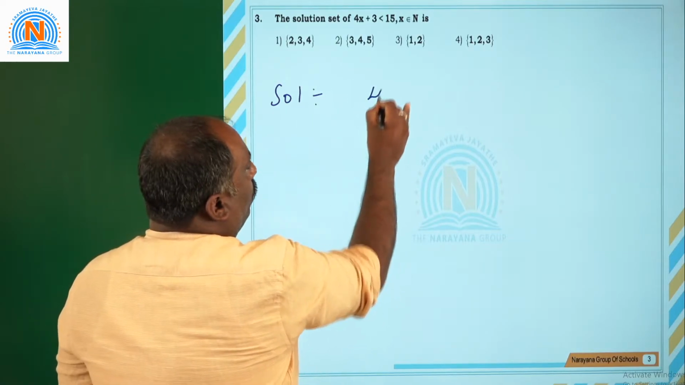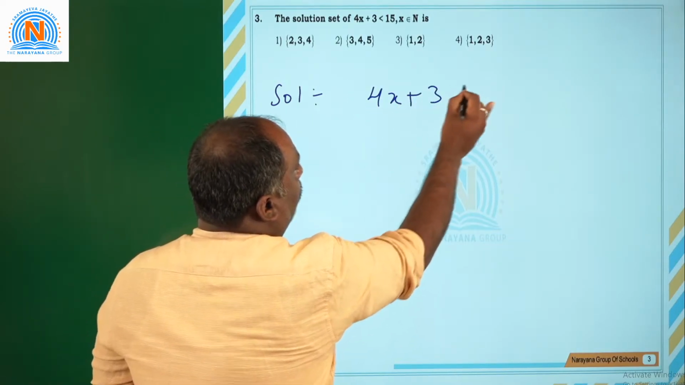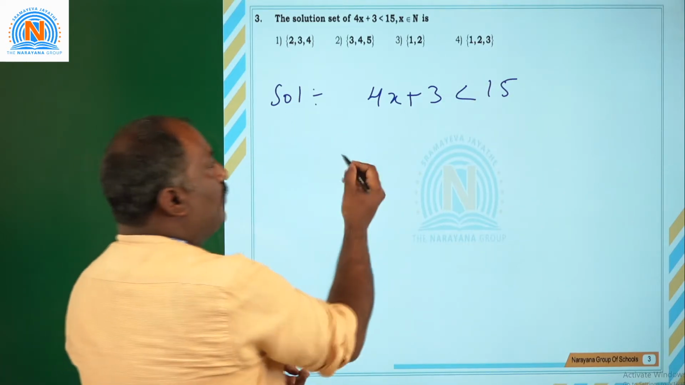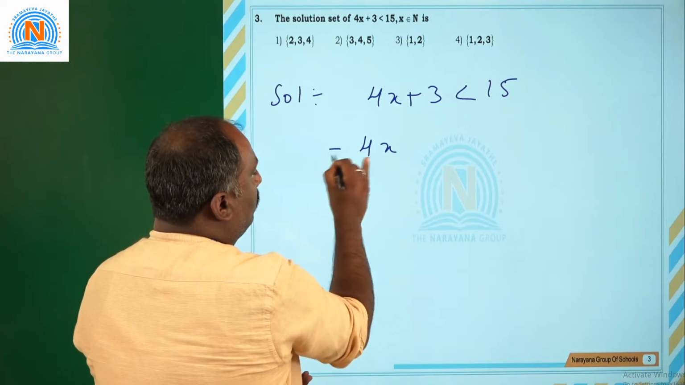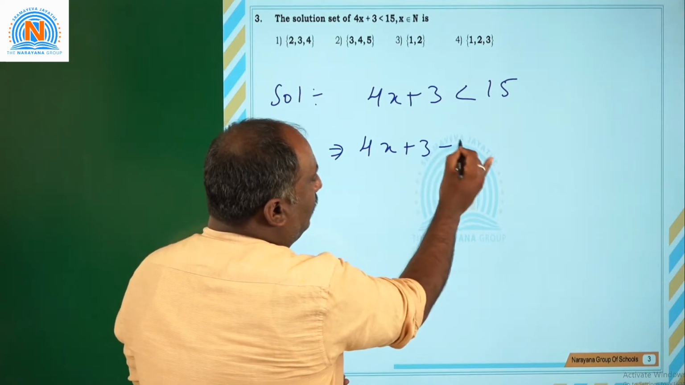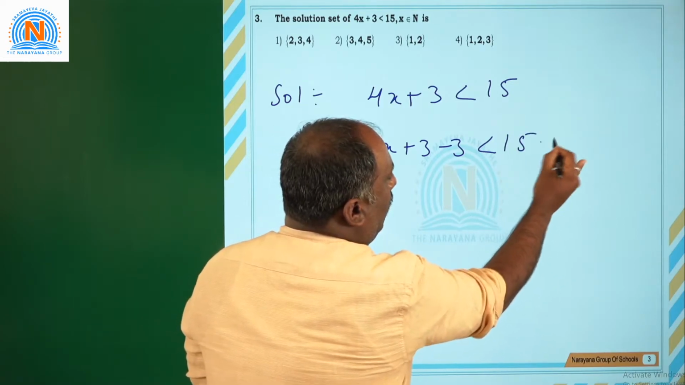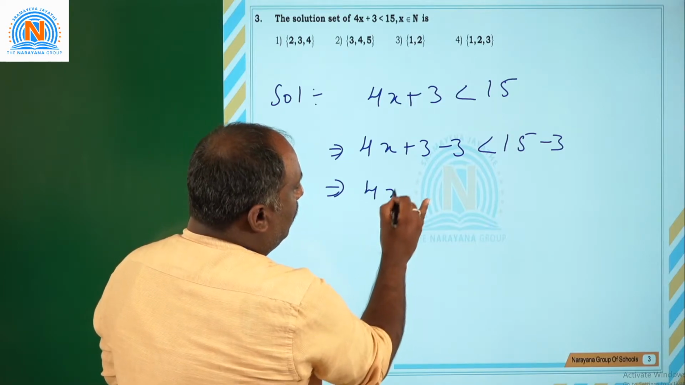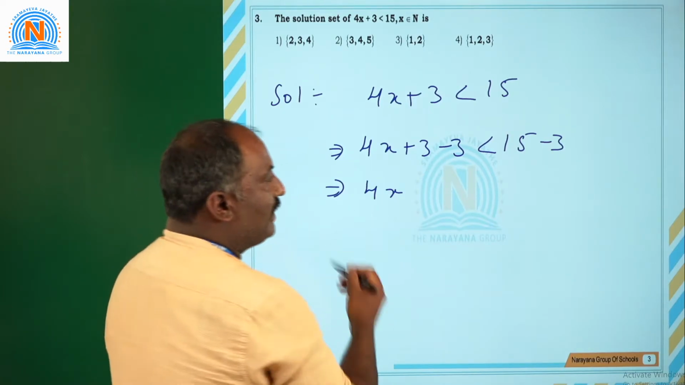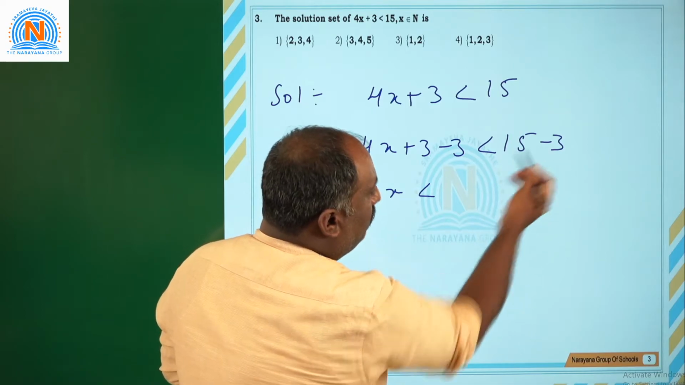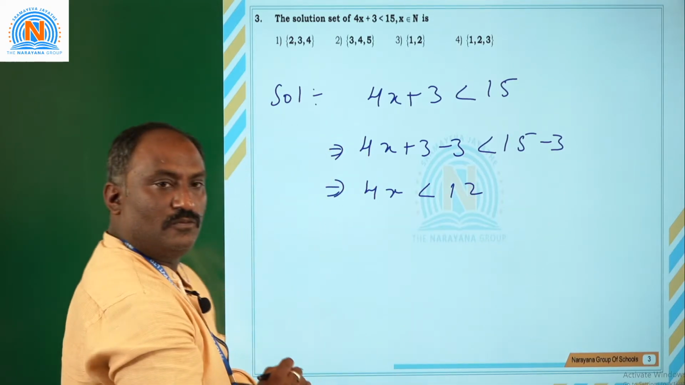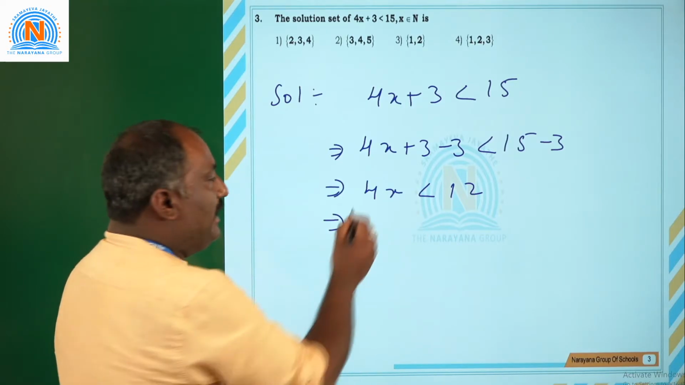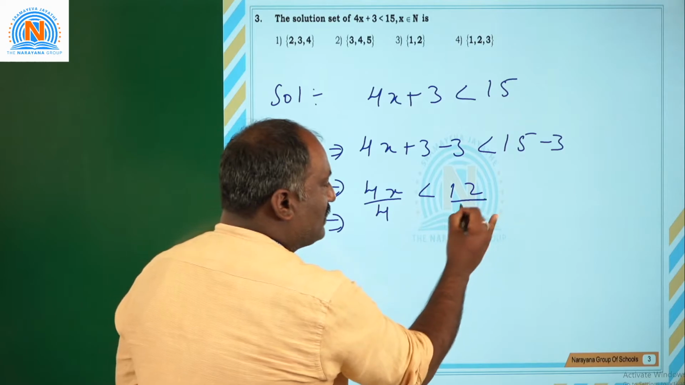So 4x plus 3 which is less than 15. For solving the inequality I am going ahead with 4x plus 3. I am subtracting 3 here, and here also I am subtracting 3. So 4x plus 3 minus 3 gets cancelled, so you will get 4x which is less than 15 minus 3, which is nothing but 12. And next, we have to eliminate the 4 by dividing both sides by 4.